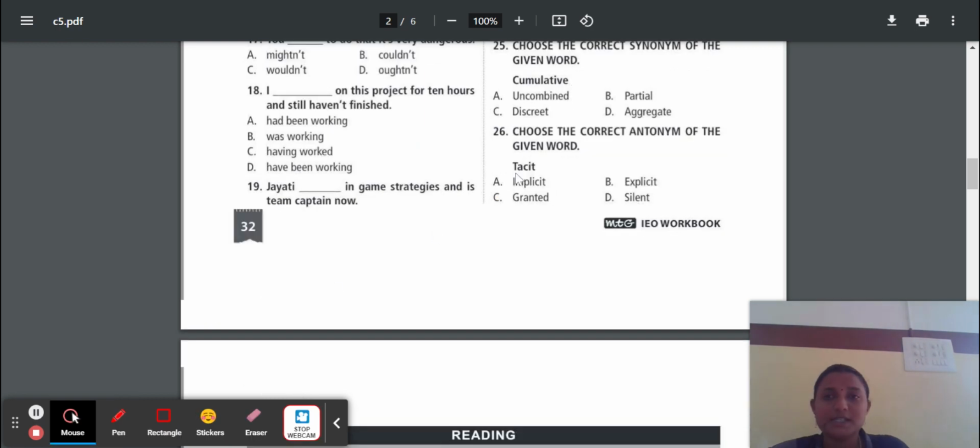Question number 26. Choose a correct antonym of the given word. Tacit. Option A, implicit. Option B, explicit. Option C, granted. Option D, silent. Answer for the question 26 is option B, explicit. Implicit means not expressed in a direct way. Explicit means clear. Granted means used for saying that something is true. Silent means without any noise. Answer for the question 26 is option B, explicit.